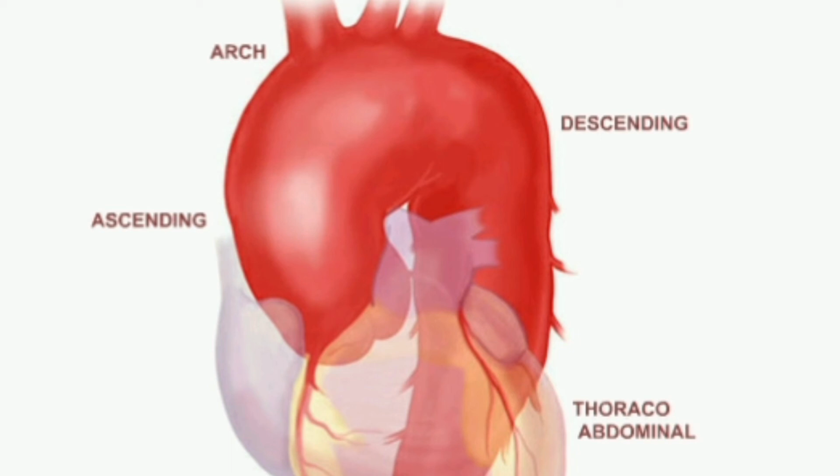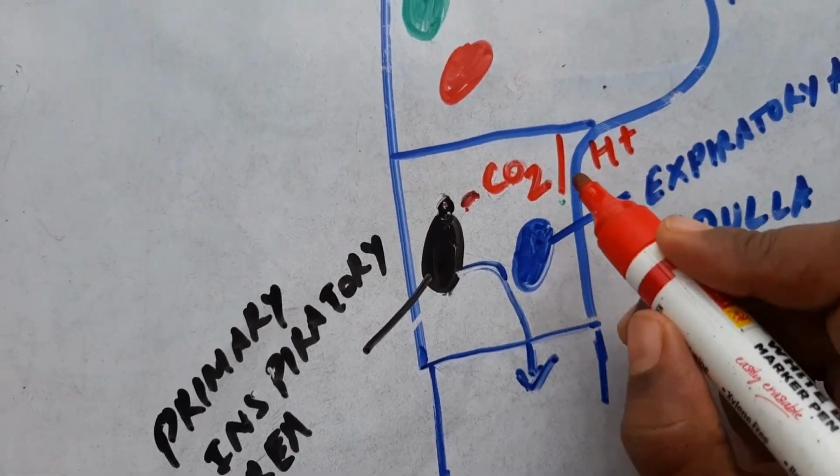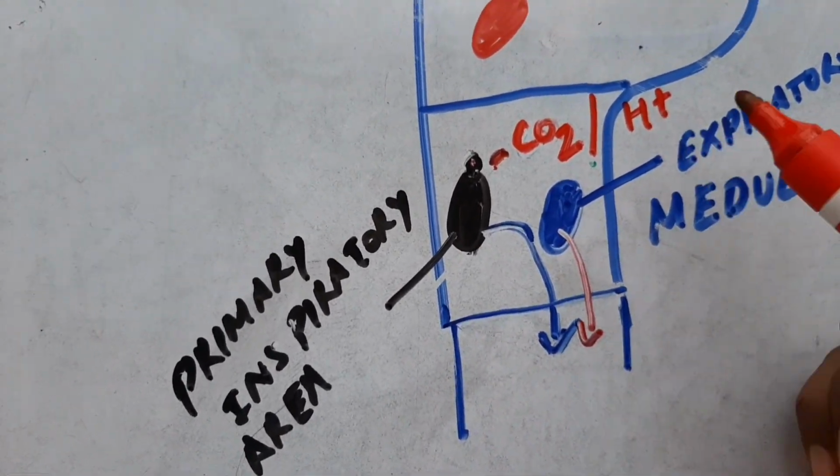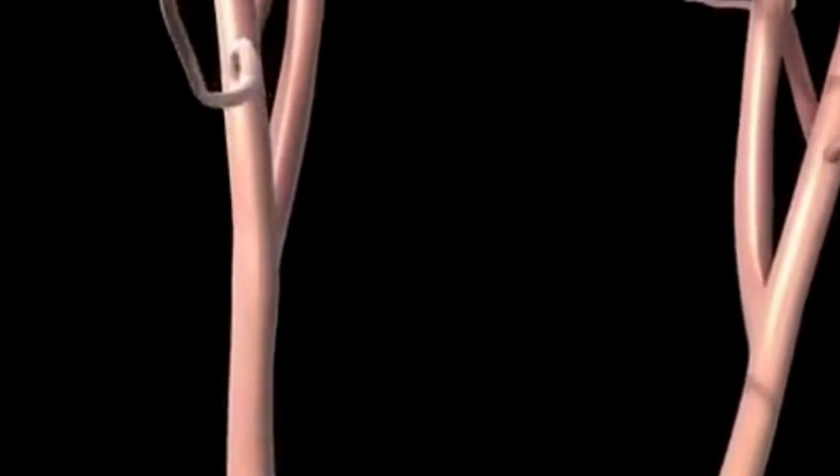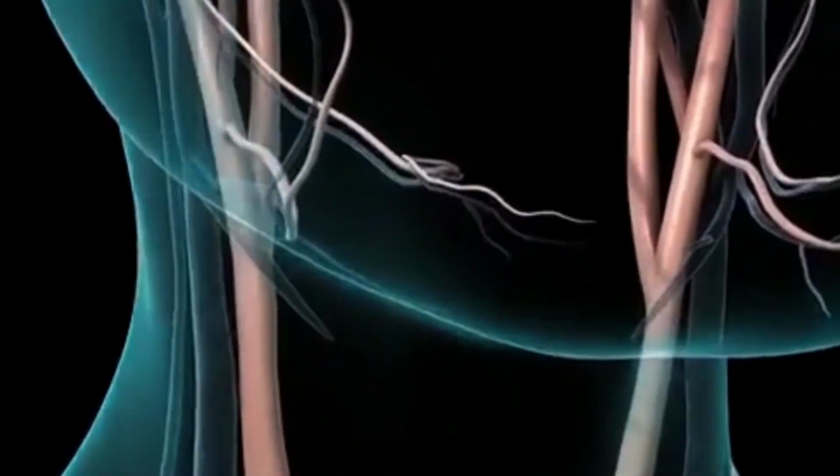So students, it was all about the regulation of respiration, the neural and the chemical regulation of respiration. Hope you found the topic interesting and you have understood it very well.